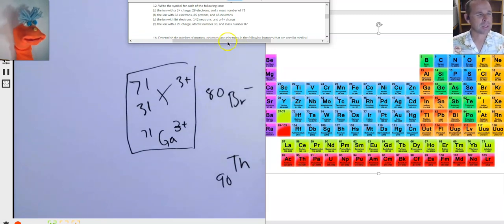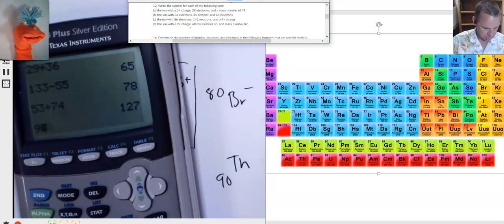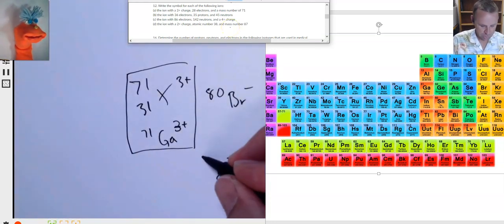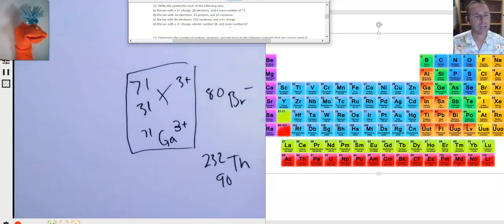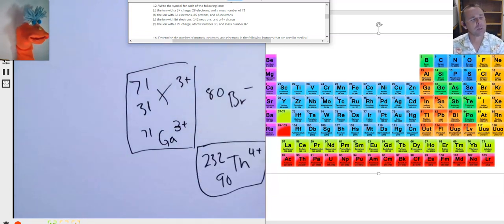Our mass number, what's our mass number? 142 neutrons. It's not 142, but 142 plus the 90, right? So 90 plus 142, 232. So thallium 232. And is there a charge on this species? It's a +4 charge. Very good. Yeah, +4 charge. So 4 plus charge. So there's our species that's being described there.